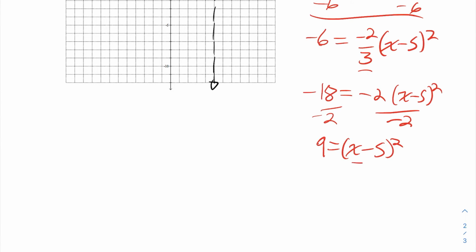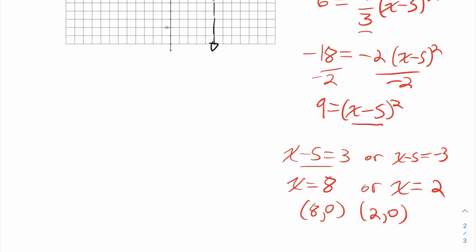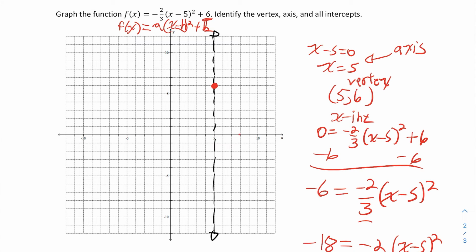Well, if (x minus 5) squared is 9, that means that x minus 5 is either equal to 3, which is the positive square root of 9, or x minus 5 is equal to negative 3, the negative square root of 9. So one of these tells me that x is 8. The other one tells me that x is, let's see, 2. So we have two points, (8, 0) and (2, 0), for our x-intercepts.